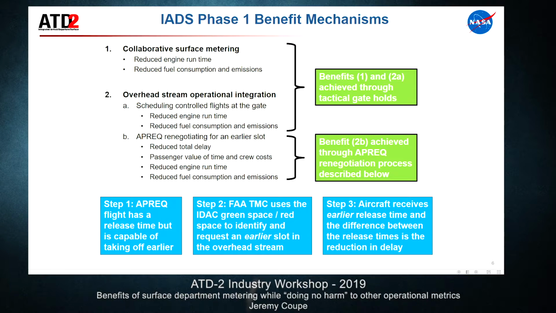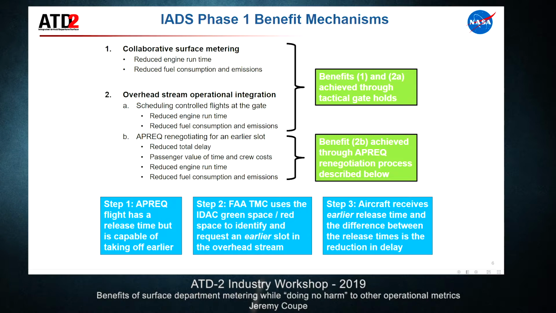So what happens is in the tower, the FAA TMC uses the IDAC green space, red space to identify and request an earlier slot in the overhead stream. Again, we have a controlled flight, it has a release time, it has a controlled takeoff time. We identify that it can make an earlier time, and we renegotiate for that earlier time. And then finally, that aircraft receives the earlier release time. And the difference between the two release times is actually a reduction in the delay.